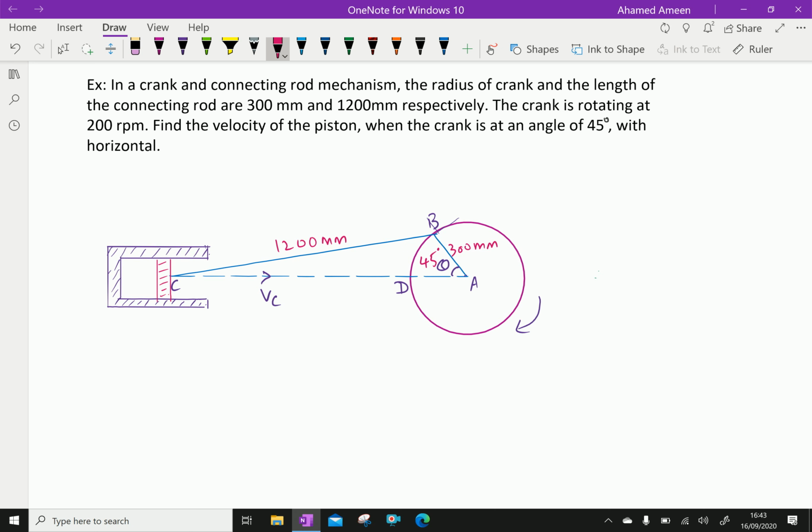Now, radius of crank r is equal to 300 mm, which is equal to 0.3 meter. Length of connecting rod L is 1200 mm, equal to 1.2 meter.